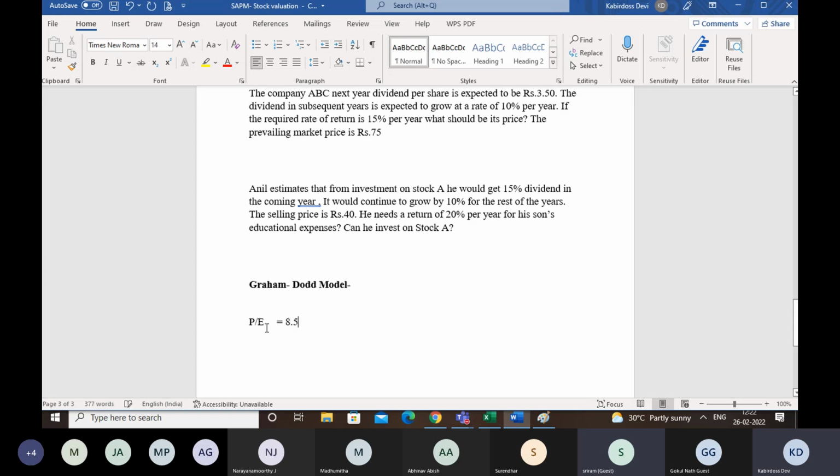There are some constant values given: 8.5 plus 2 into growth. This is the formula. These are all based on certain assumptions. Growth is the percentage rate of earnings. And if you want to know the price, it goes like this.